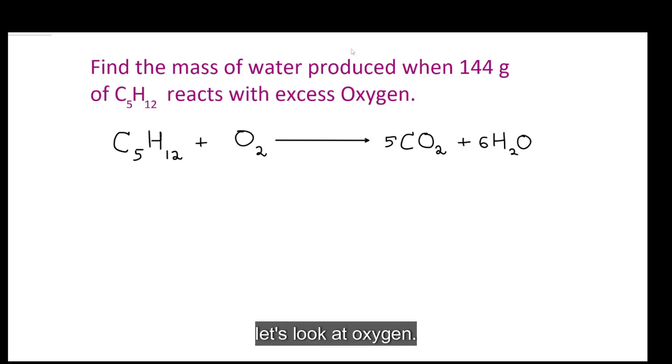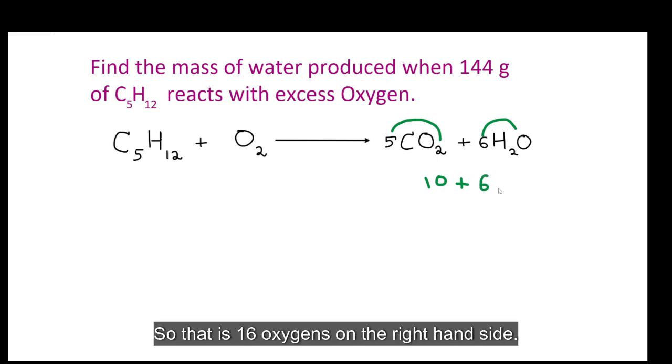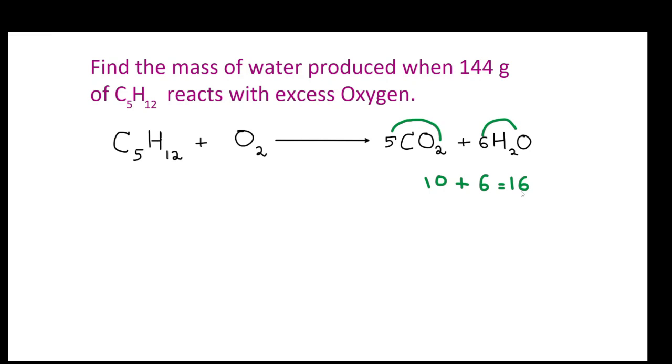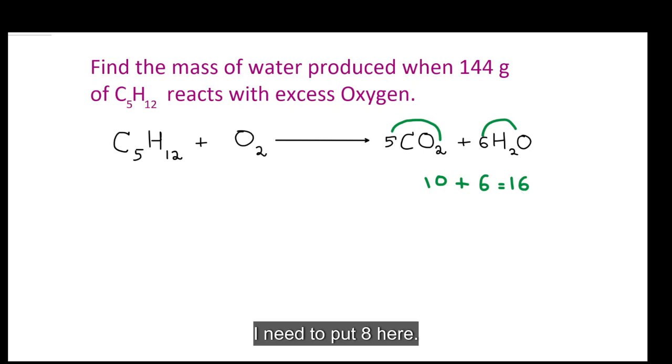Now let's look at oxygen. So I have 5 times 2, 10 oxygens there. 6 times 1, 6 there. So that is 16 oxygens on the right hand side. So obviously, to get the same number of oxygens on the left hand side, I need to put 8 here. So I know 8 times 2 is 16. So I'm done with balancing now.